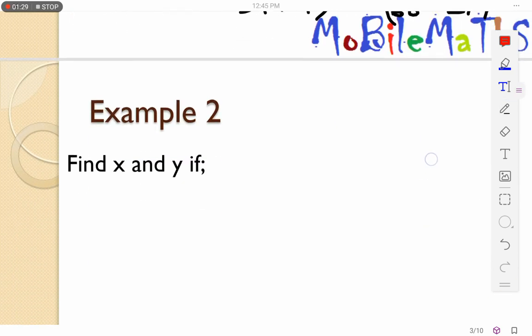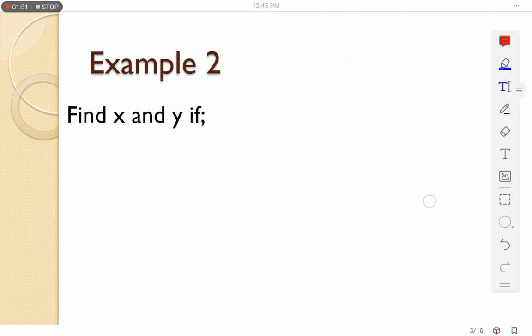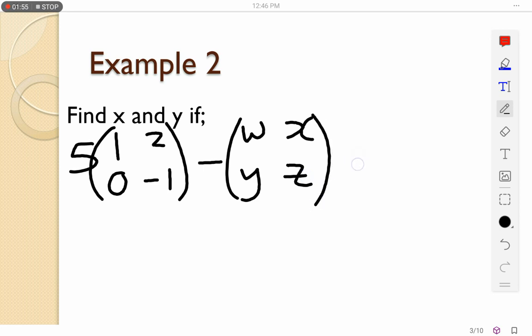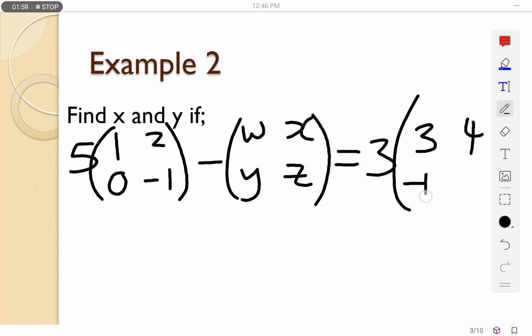Let's move on. I've got another example where we have an equation of matrices and we want to find the value of x and y. This is my example. I have 5 as a scalar, 1, 0, 2, minus 1, that's a square matrix, minus w, x, y, and z, is equal to 3 multiplying 3, 4, minus 1, and 7. So I've got a scalar on the other side.